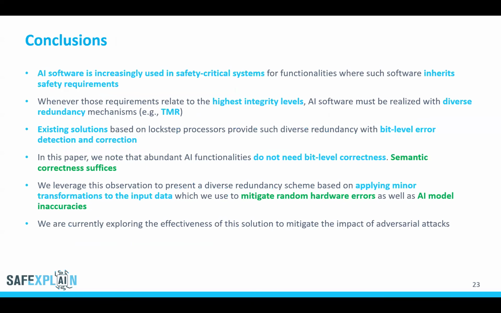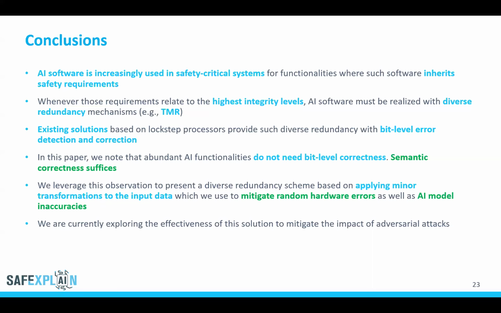So then to conclude, AI software is increasingly used in safety critical systems for functionalities where the AI software inherits safety requirements. So whenever these requirements relate to the highest integrity levels, we must implement diverse redundancy mechanisms, for example, the TMR that I explained. However, these existing solutions that are based on lockstep processors provide diverse redundancy with bit level error detection and correction. But as we note, there are abundant functionalities that actually don't really need bit level correctness. In fact, semantic correctness suffices.